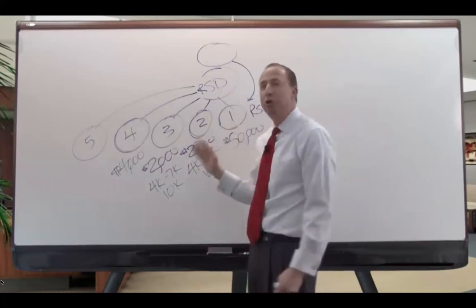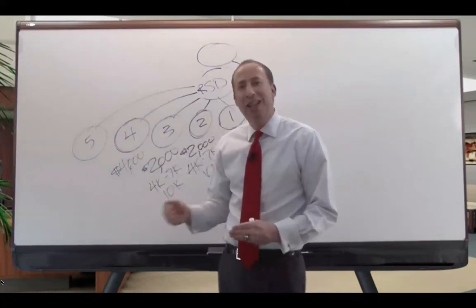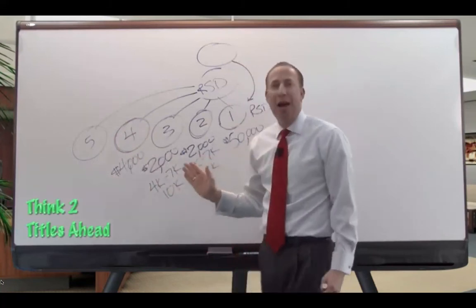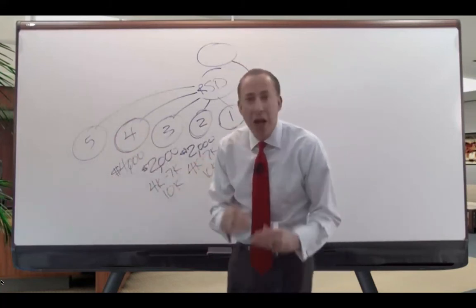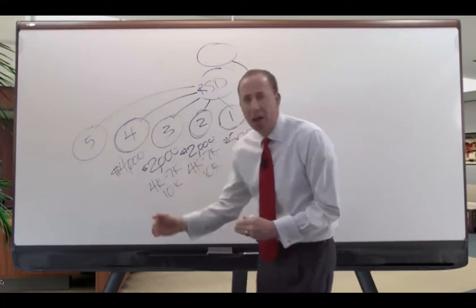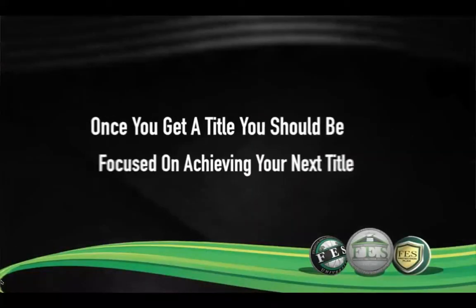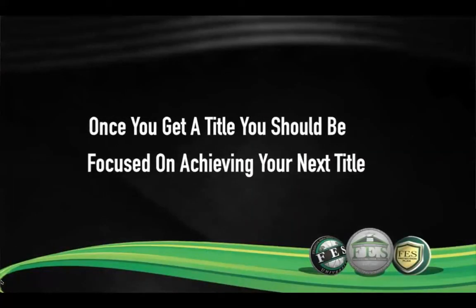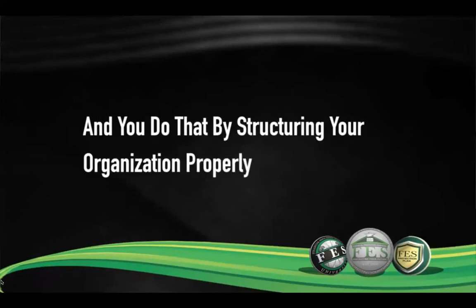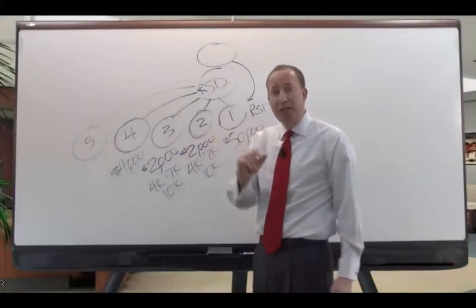So that, again, you're not just focused. Think 2 titles ahead. So as you're doing it, don't just think of the next title. Think about the title after that, because you don't want to be spending your time only requalifying the title that you have, and requalifying the title that you have, and requalifying the title you have. You want to get to the title you have and already be in a position to be focused on the next title. And you do that by really structuring your organization properly. So stay in 2 teams till you get close to sales director, then take on a third team.